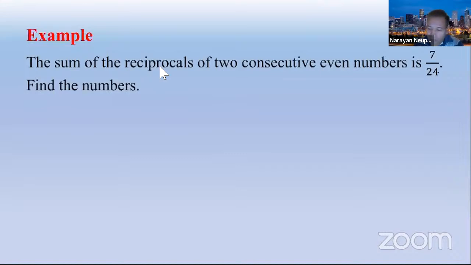You can see there are a couple of words there. If you see some important words, you can highlight them. The first word there is reciprocal. The sum of the reciprocals of two consecutive, the second word there, consecutive even numbers is 7/24. You have to find the numbers.